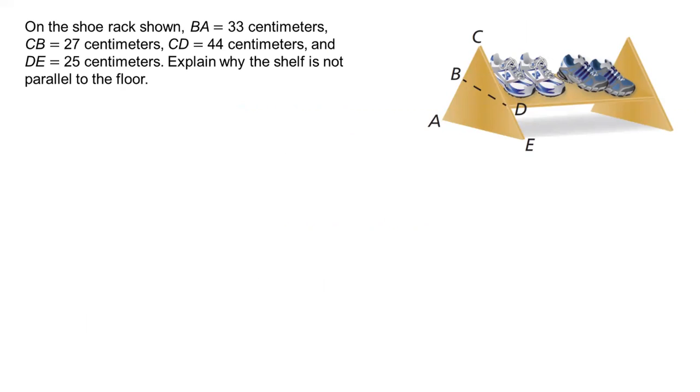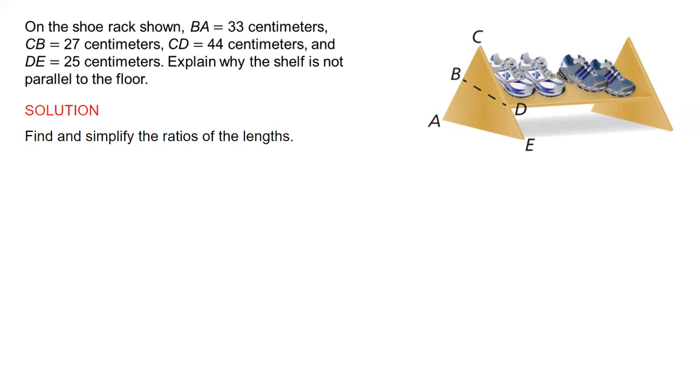Okay, looking at this on a real life problem. Given a shoe rack where the length of BA is 33 centimeters, CB is 27 centimeters, CD is 44 centimeters, and DE is 25 centimeters. Explain why the shelf is not parallel to the floor. So we need to be able to do the opposite and set up a proportion and prove that these are not equal to say that BD is not parallel to AE.